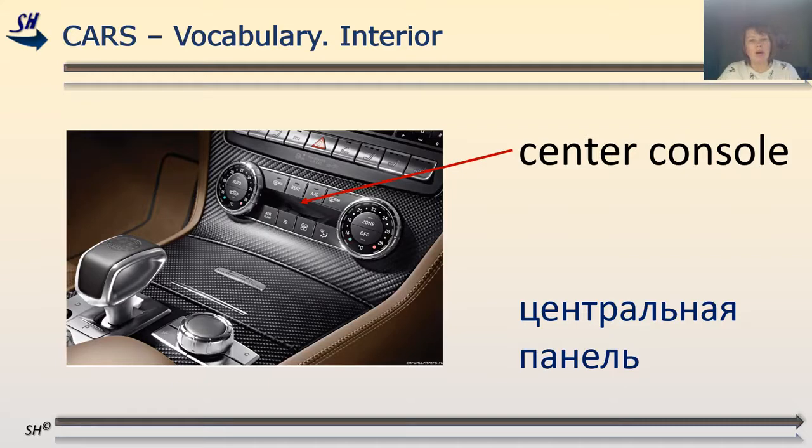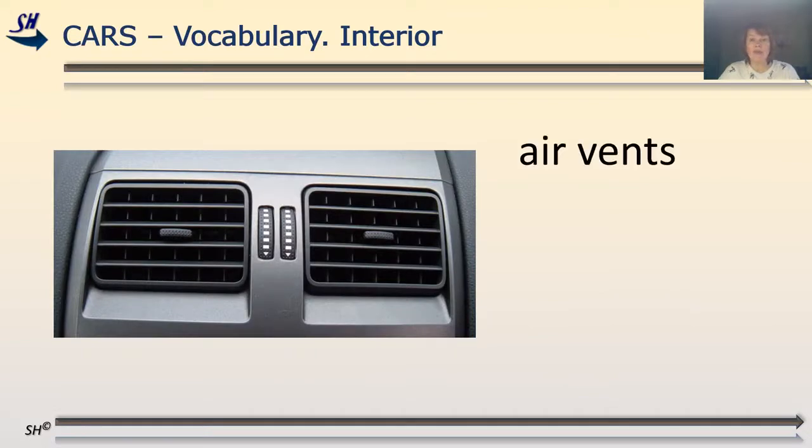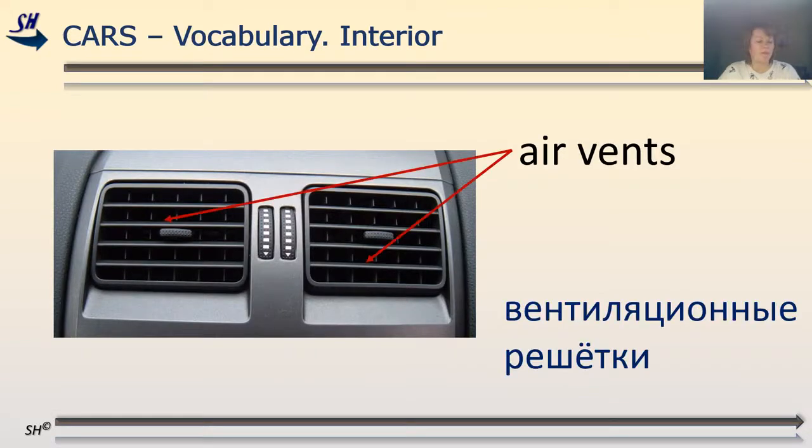You can turn on the air conditioning or you can turn it off. You can also control the intensity of the air blown, and you can turn on, turn off, or switch on, switch off the radio, for example, right? If we look a bit higher, we will see the air vents. So these are the vents that the air comes out from.